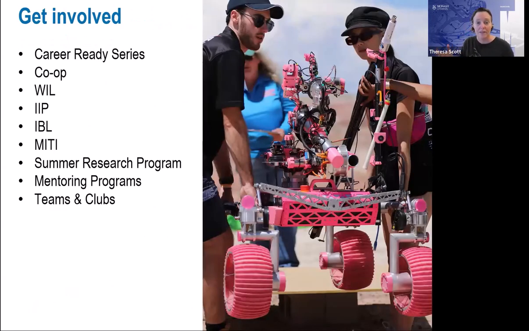So here you can see a list of some of the ways that you can get involved at Monash. We have our Engineering Career Ready series, which everyone can come to. There's some other programs like Co-op and Will, IIP and Mighty that you need to apply for. We have our fantastic engineering teams and clubs. So you just need to have a look and find those opportunities to engage, and that will help you to build up your CPD hours.